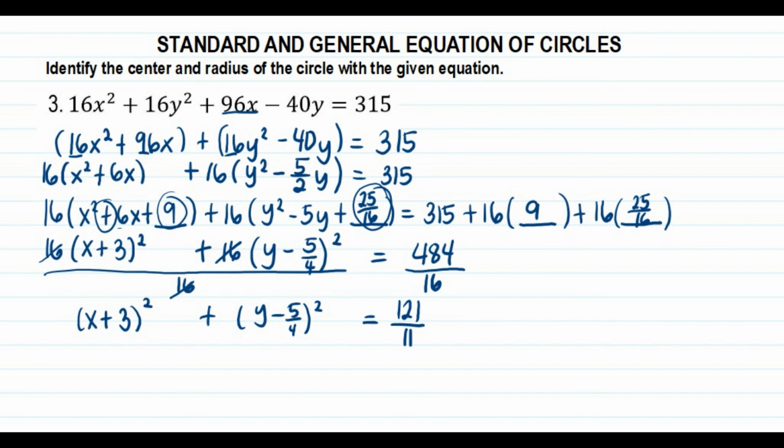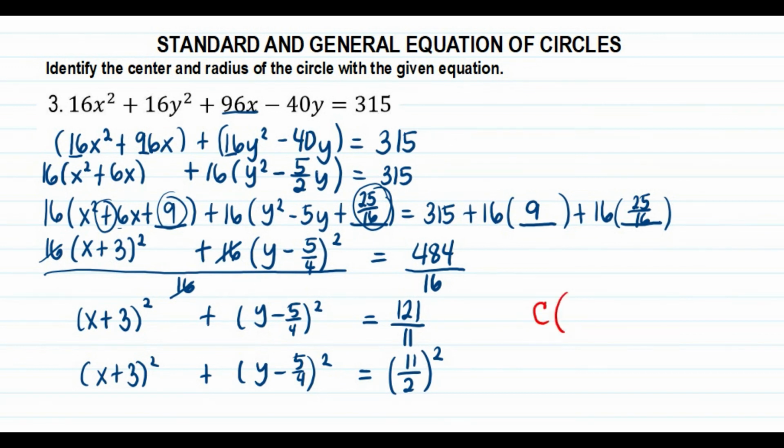So, if we want to get the square root na nito, i-express na natin siya into radius, y minus 5/4. We can also express this as square root of 121 over 4, which is 11 over 2. And next, the answer will be, identify the center. The center is at negative 3, positive 5 over 4. And the radius is at 11 halves. And that is the answer for the third example.